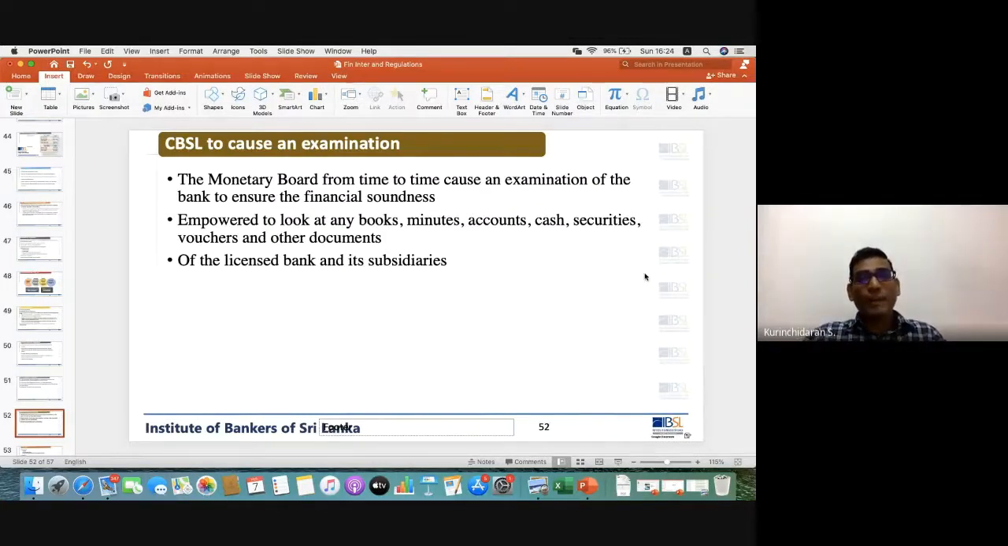So the central bank can do the examination of this financial institution or banks. It is empowered to look at any books, minutes, accounts, cash, securities, vouchers, and other documents. You can go to the bank and check anything to ensure the financial soundness of the bank, or even its subsidiaries as well. Clear?